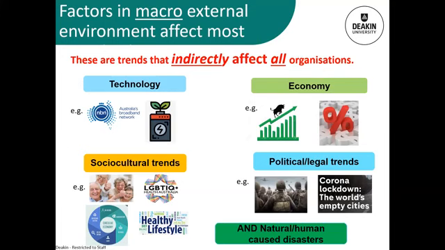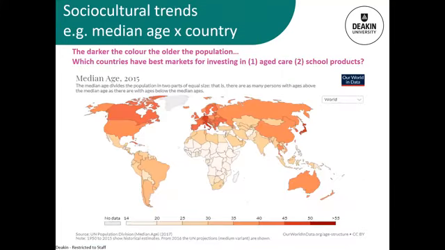Now, let's have a look at another example. This is something else to consider, and this is one of the socio-cultural trends. This is, of course, a map of the world, and the colours on the map represent the median age of the population. So the darker the colours on the map, the older the population, whereas the lighter they are, the median age is much younger.